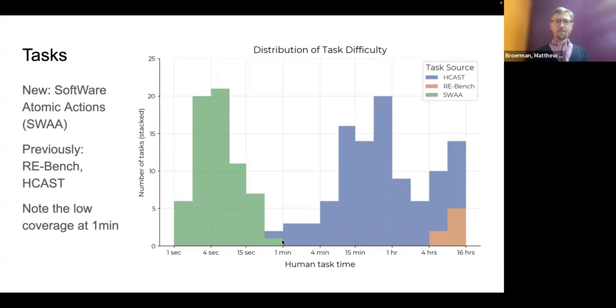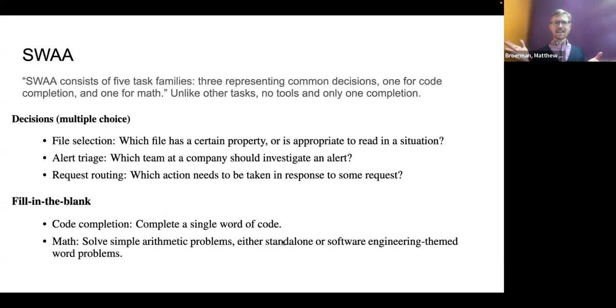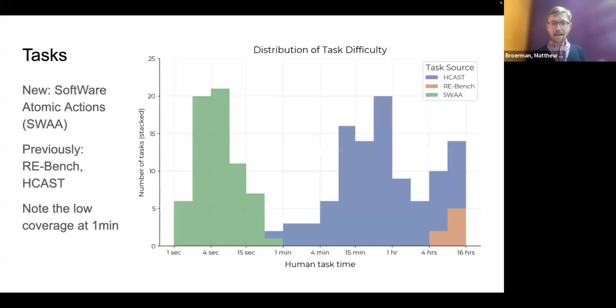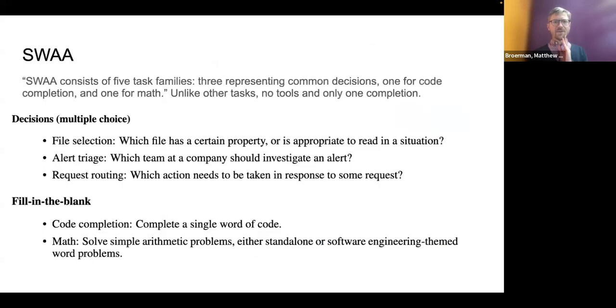The task that gets introduced here is software atomic actions. And while there are relatively many, you can see here that they are broken down into just five families. So you might think of these as each like a little mini eval.